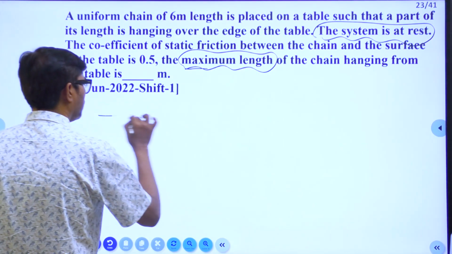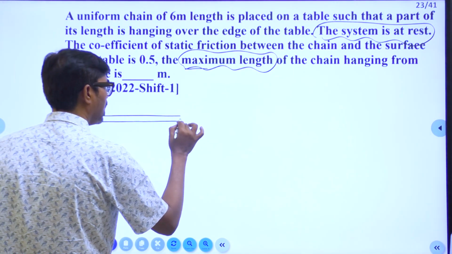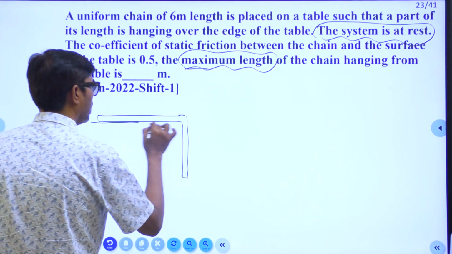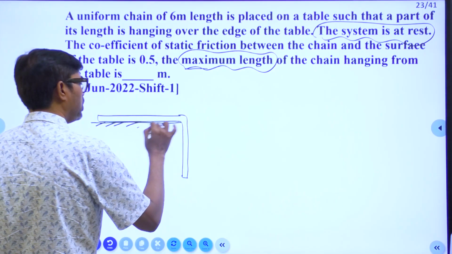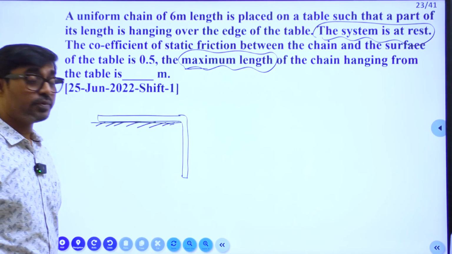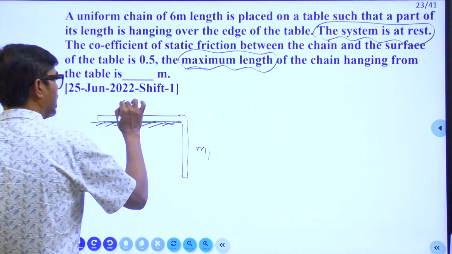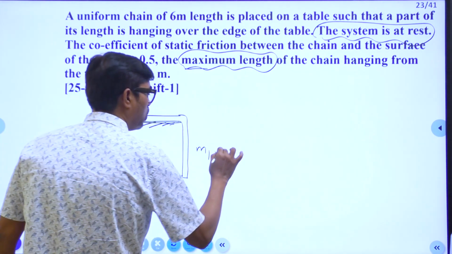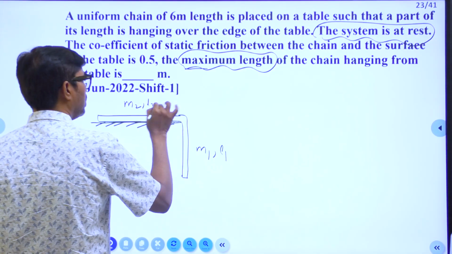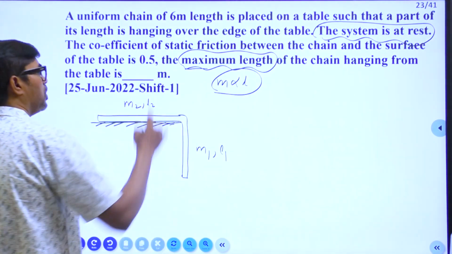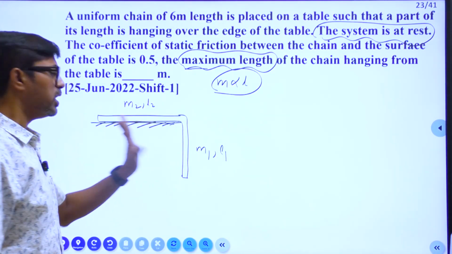You have part of the chain on the table and part of it is hanging. Now let us consider a situation of limiting friction when it is about to slip off. Let's assume that this mass is m1 and this mass is m2. Length is L1 and this is L2. And you know that mass is proportional to length because they said uniform, no? Mass proportional to length. m1 by m2 equal to L1 by L2.